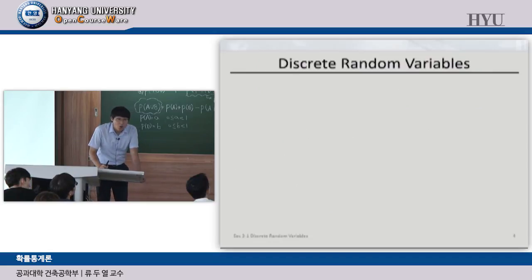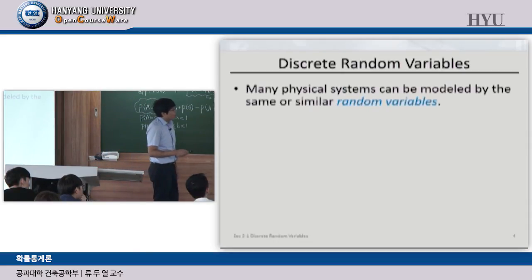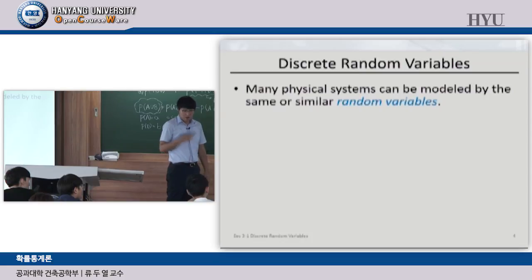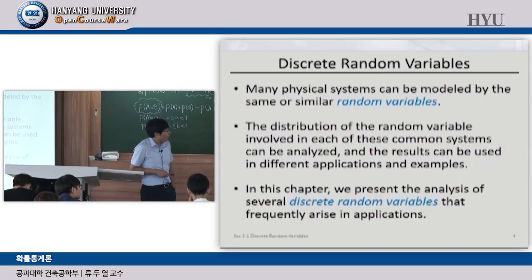So first, we are going to learn about the discrete random variables. Many physical systems can be modeled by the same or similar random variables. And the distribution of the random variable observed in each of these common systems can be analyzed, and the result can be used in different applications and examples. In this chapter, we present the analysis of several discrete random variables that frequently arise in applications.